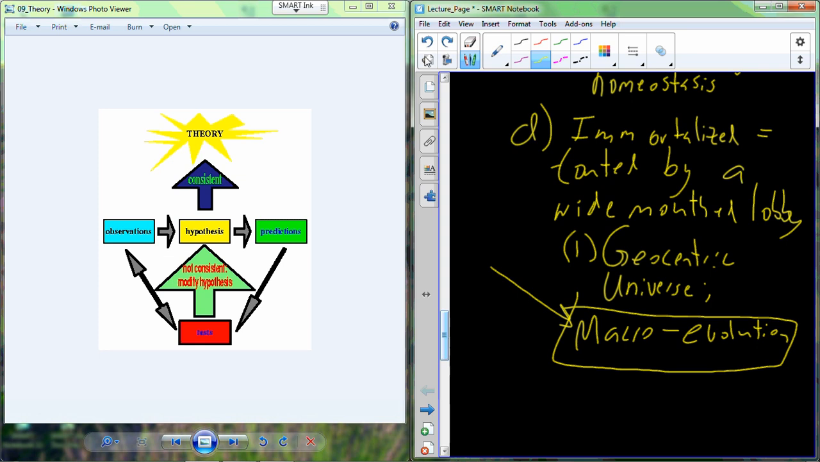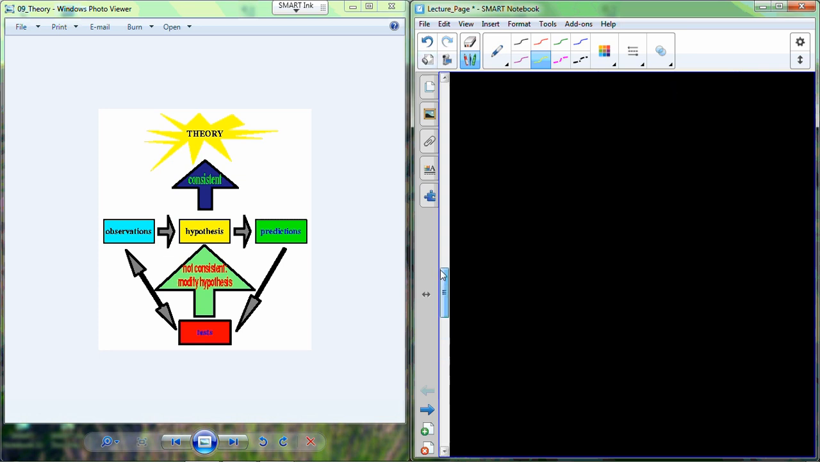Everybody good? We're now going to shift gears here, and I'm going to start to talk about biological themes.